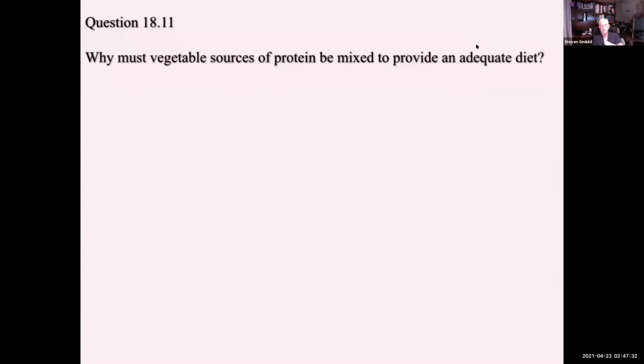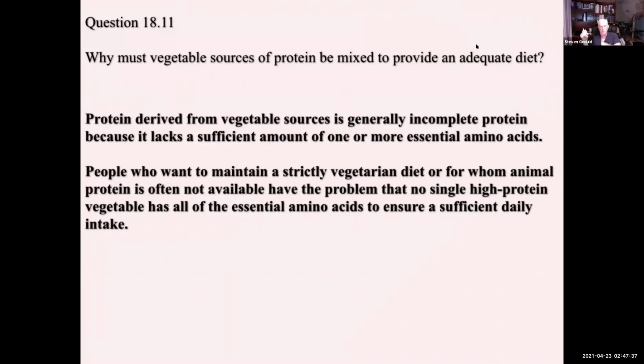Why must vegetable sources of protein be mixed to provide an adequate diet? Like we said, you've got to provide the correct amount of essential amino acids. Protein derived from vegetable sources is generally what's called an incomplete protein because it lacks a sufficient amount of one or more of the essential amino acids. Essential amino acids, we said, are amino acids that you cannot synthesize in your own body. You have to have them in your diet. People who want to maintain a strictly vegetarian diet have to combine vegetables to make sure they're getting all the essential amino acids needed to ensure sufficient daily intake.